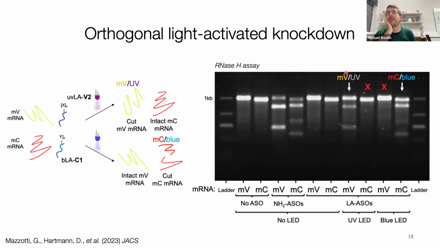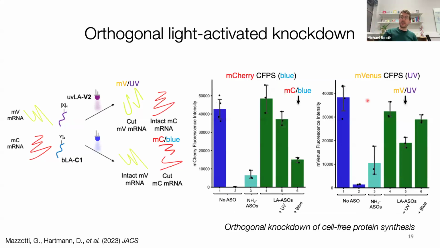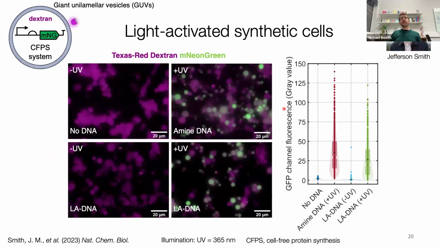So only when we've got mVenus mRNA and UV, and only when we've got mCherry RNA and blue do we get cleavage, not in the other systems, showing this orthogonality. And then looking at the protein level again, now, again, we're only getting this knockdown when we've got the correct pairs. So we've got mCherry and blue and mVenus and UV, not in the other situations. Okay, so some of that was in synthetic cells, some of that was cell-free.